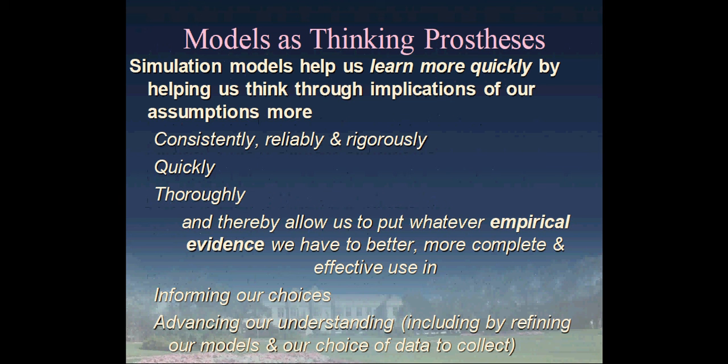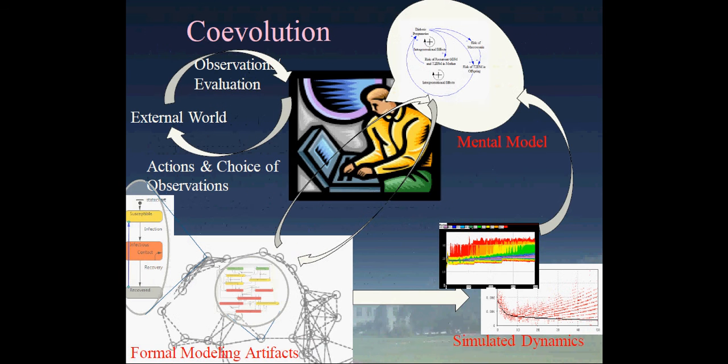In the health area, there's a widespread recognition now that there is a real need for these models to complement the existing health toolbox. This is not about throwing out existing tools. We need all the tools we can get, and those tools tend to work synergistically with these dynamic models. So these models help us learn more quickly and think through the implications of our assumptions so that we can better put whatever empirical evidence we have to use. We can more quickly spot inconsistencies in our thinking, and we can better inform our choices and advance our understanding.